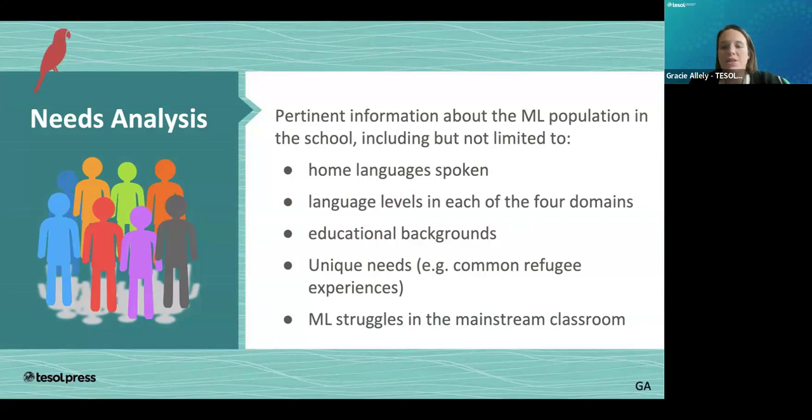The needs analysis is just pertinent information about the English learner or ML population, information such as home language spoken, language levels in each of the 4 domains (speaking, reading, writing, and listening), educational backgrounds, unique needs, for example refugee experiences, and then the struggles in the mainstream classroom. This is a needs analysis that the school or the SWELL coach does either by themselves or, ideally, with other teachers or administrators at the school or district.